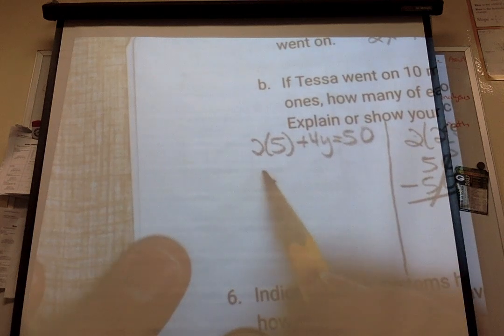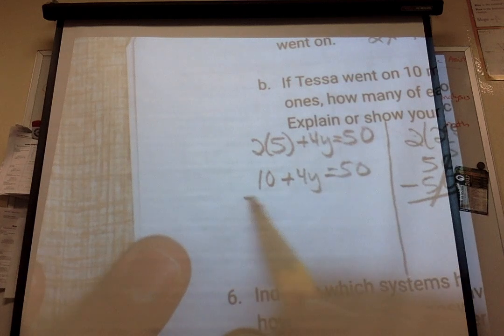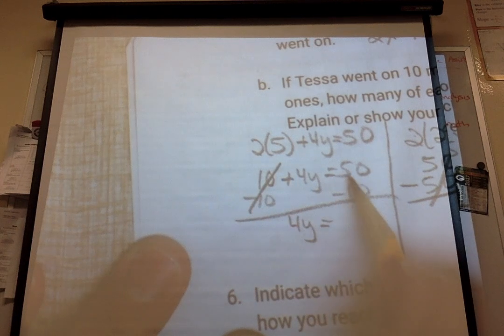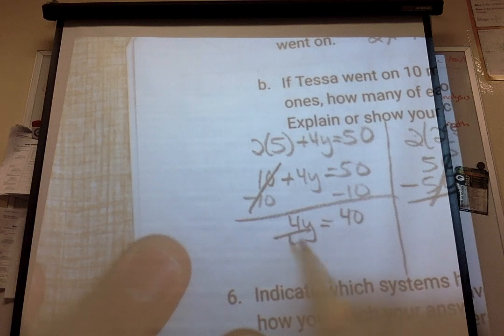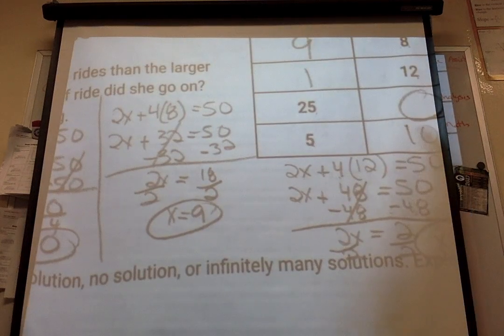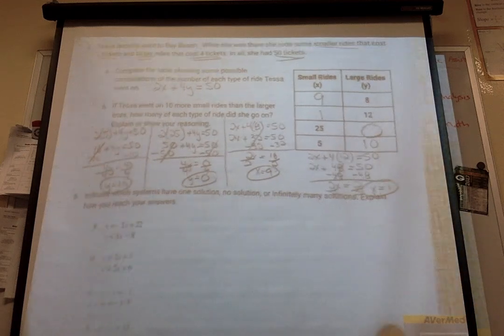So 2 times 5 is 10, plus 4y equals 50. Subtract 10. What you do to one side, do to the other. The 10's gone on the left. So 4y equals 50 minus 10, which is 40. Divide by 4. 40 divided by 4 is 10. y equals 10. So I'm going to plug 10 into my table. Okay, we filled in our table.